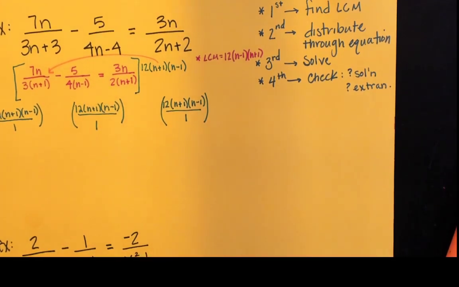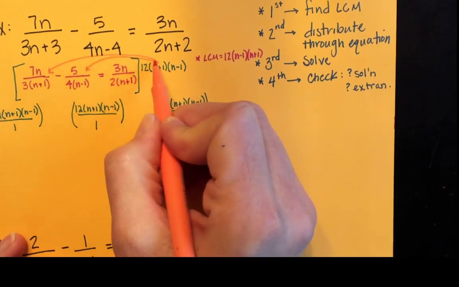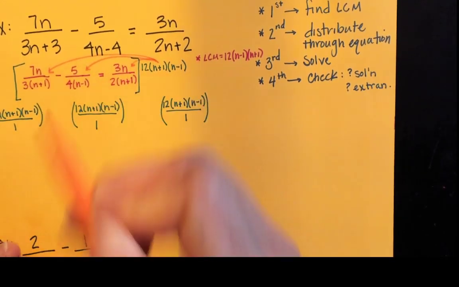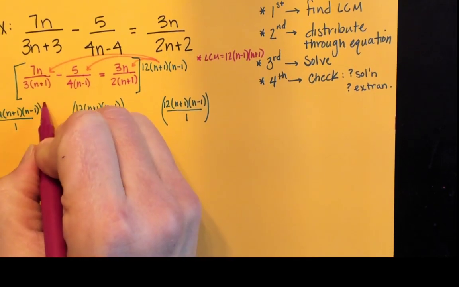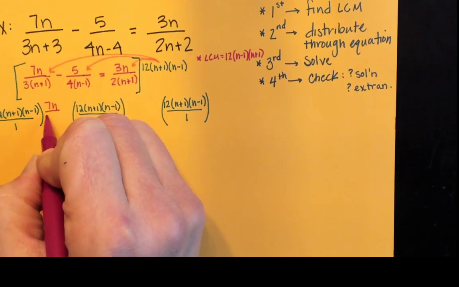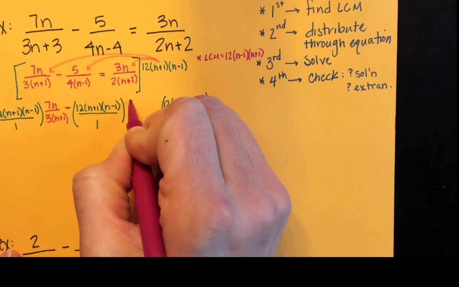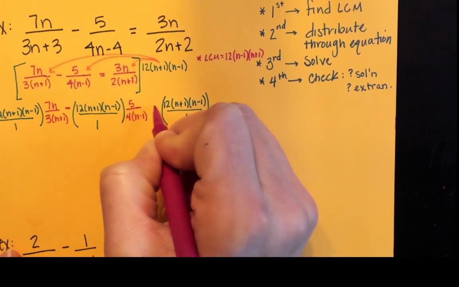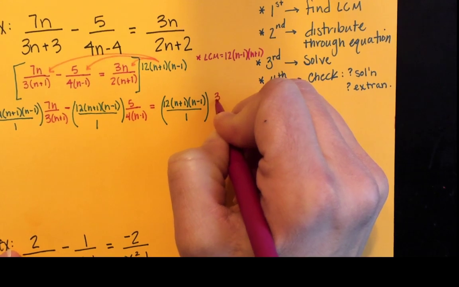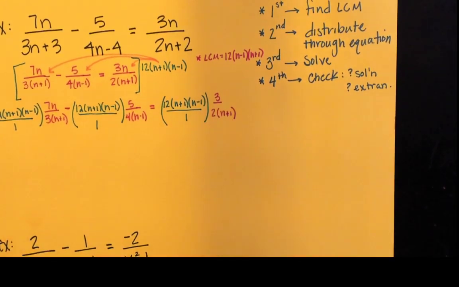So as I distributed this to everything, to keep it equal, it has to go to both sides of the equal sign or it won't be equal. I do have this 7n over 3 times n plus 1 minus, here's our 5 times 4 times n minus 1, and equals, here's our 3 times 2 n plus 1. So all I did was distribute that to all of it.